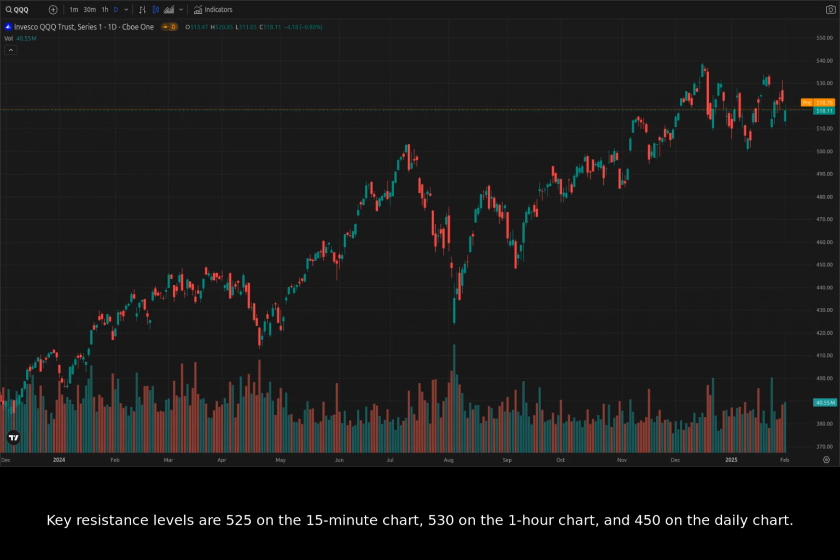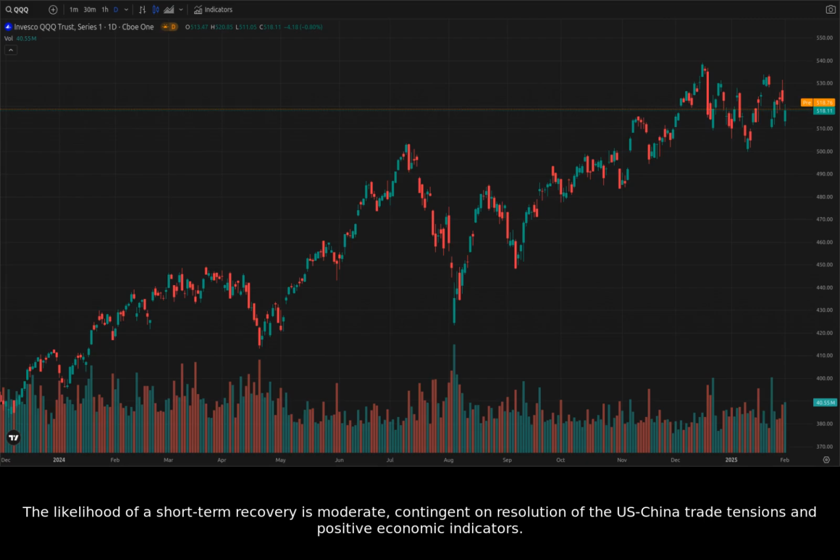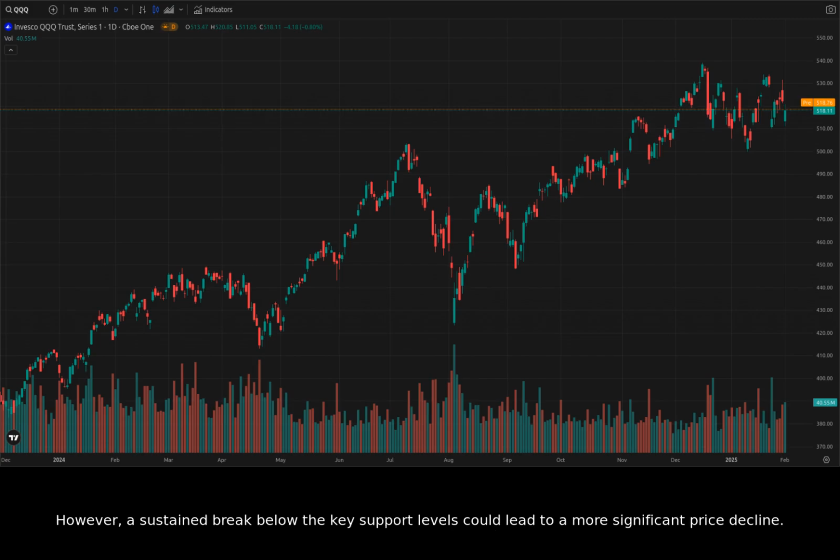The likelihood of a short-term recovery is moderate, contingent on resolution of the US-China trade tensions and positive economic indicators. However, a sustained break below the key support levels could lead to a more significant price decline. Things to watch out for are the resolution of the trade conflict and the subsequent market reaction.